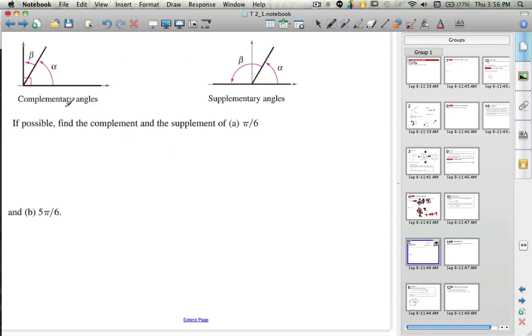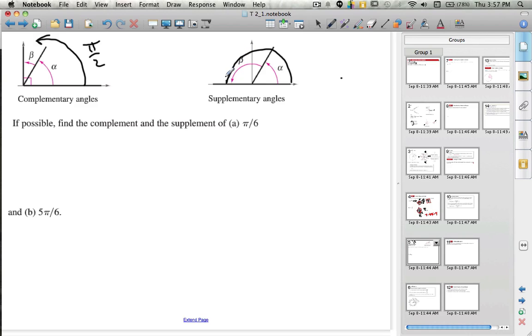Okay, when we want to talk about angles, often what's important is to be able to find coterminal angles, and it's also often important to find complementary or supplementary angles, depending on what it is we're trying to find. So if I want to find the complement and the supplement of pi over 6, remember this measure, the measure of one quadrant, is pi over 2.